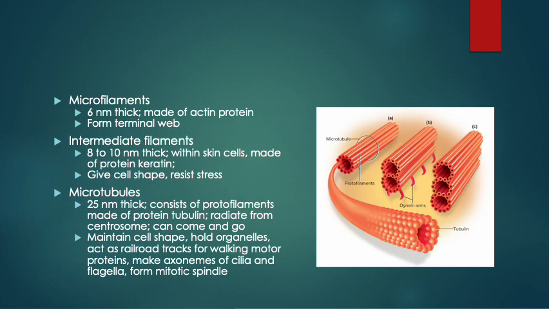Microtubules are a lot thicker. They are 25 nanometers thick, and they consist of protofilaments made of protein tubulin. So these can radiate from the centrosome, and they can come and go. They maintain cell shape. They hold the organelles in place. So the parts of the cell that are in the cell are held in place by microtubules. Some things are like loose in the cytoplasm, but there are some things that are anchored down, and they're anchored down by microtubules. They act like railroad tracks for walking motor proteins, so they give a nice pathway for things to move in and out of the cell or around the cell.